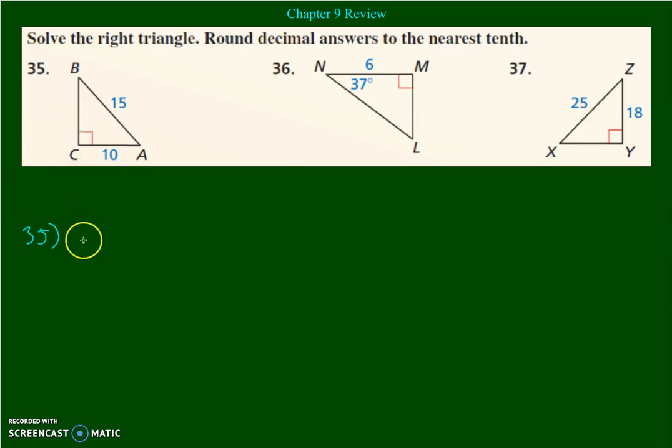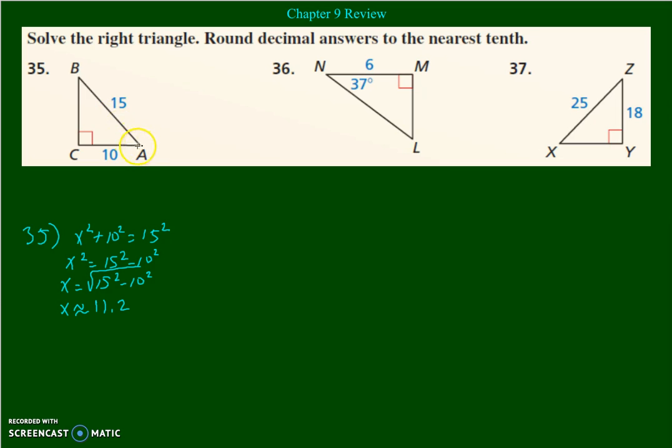And we'll call this x. So x squared plus 10 squared equals 15 squared. X squared equals 15 squared minus 10 squared. X equals the square root of 15 squared minus 10 squared. X is approximately 11.2. Now we have left to find A and B.